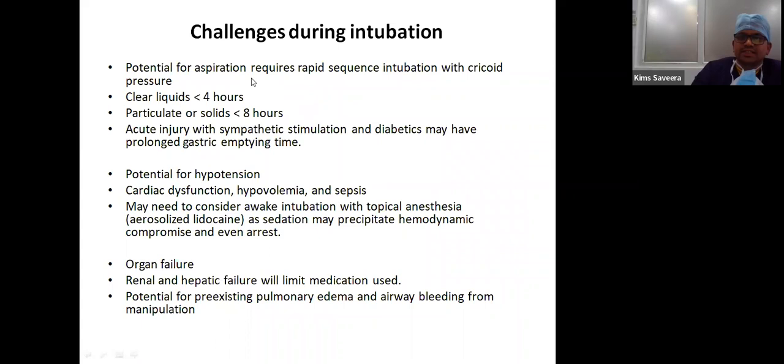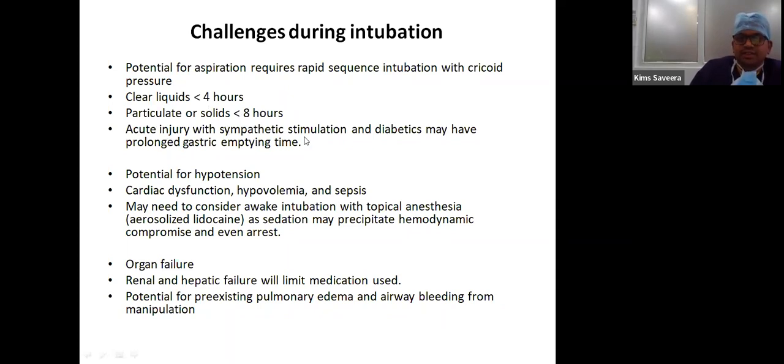Then what are the challenges that we face during intubation? One, potential risk of aspiration during rapid sequence induction. Generally we avoid clear liquids for greater than 4 hours and particulate or solids for greater than 8 hours in elective cases. But in ICUs, it is not possible.